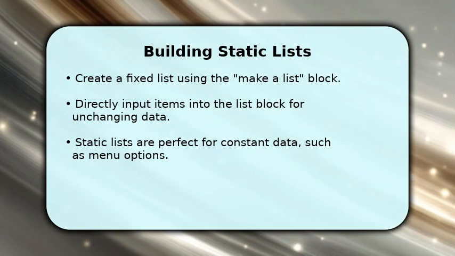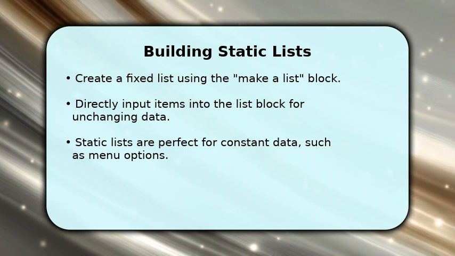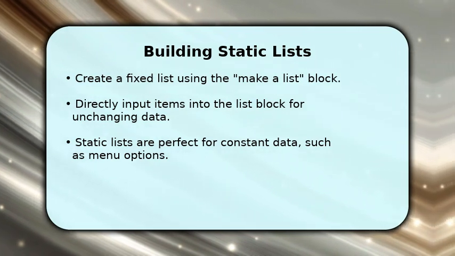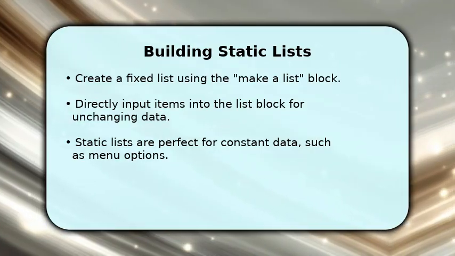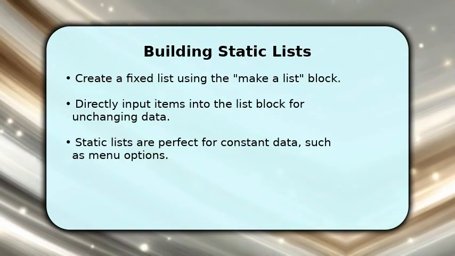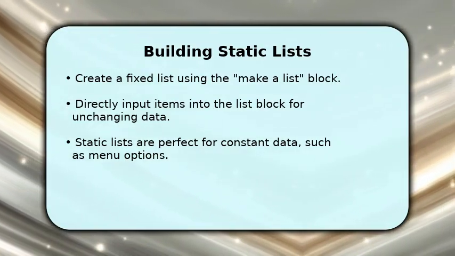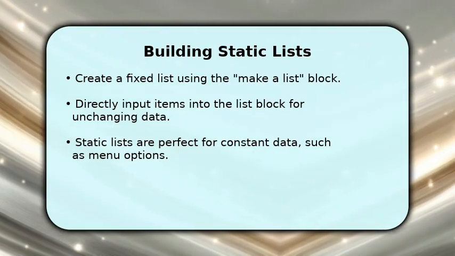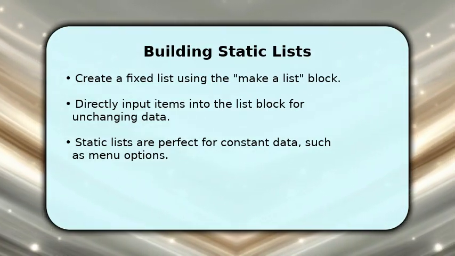To begin with static lists, locate the Make a List block in the Blocks editor. This block allows you to define a list with a fixed number of items right from the start. Simply drag and drop items into the slots provided. For example, you might create a list of 3 menu choices or 5 color options. These lists remain constant throughout your app's operation, offering a straightforward way to manage unchanging data.